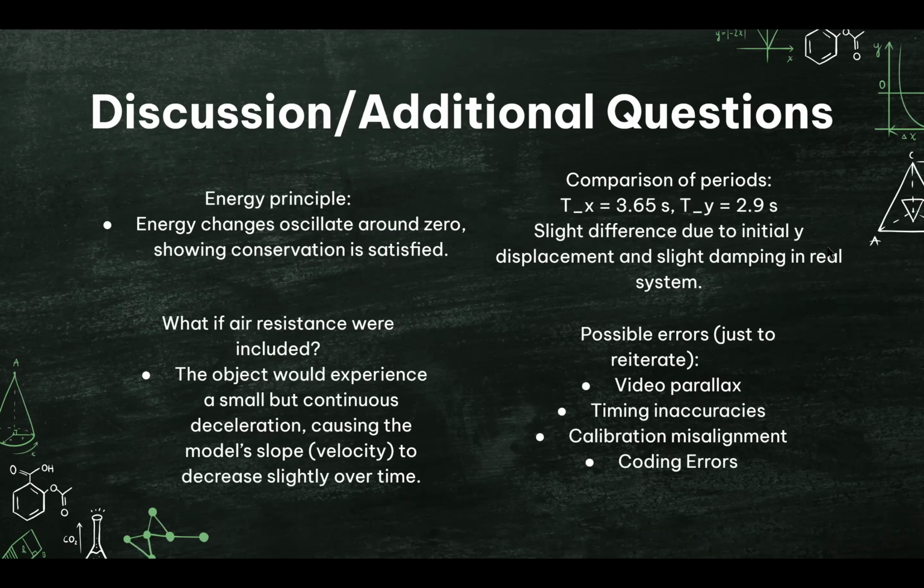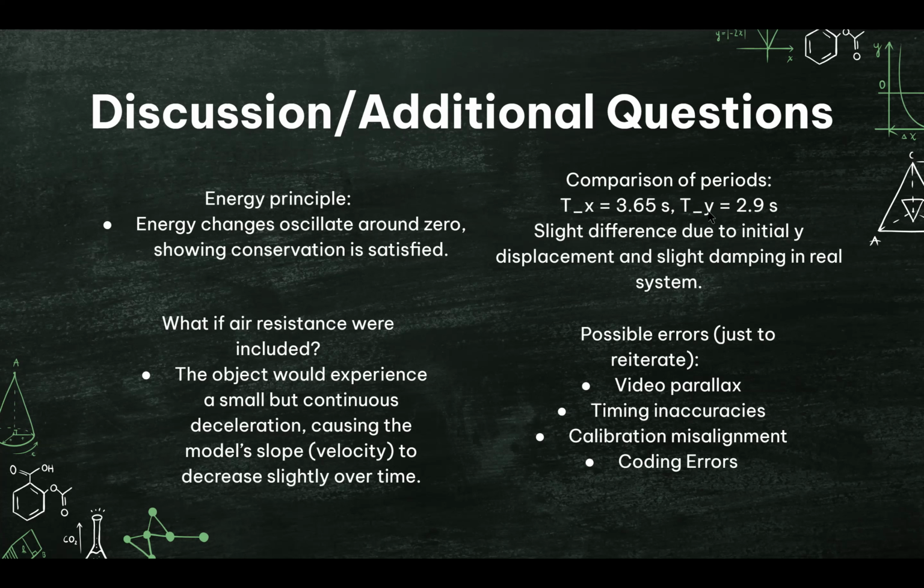For discussion and additional questions, the additional question we included was, what if air resistance were included? If that was the case, the object would experience a small but continuous deceleration, causing the model's slope to decrease slightly over time. Then we also have the energy principle, in which the energy change oscillates around zero, showing conservation is satisfied.